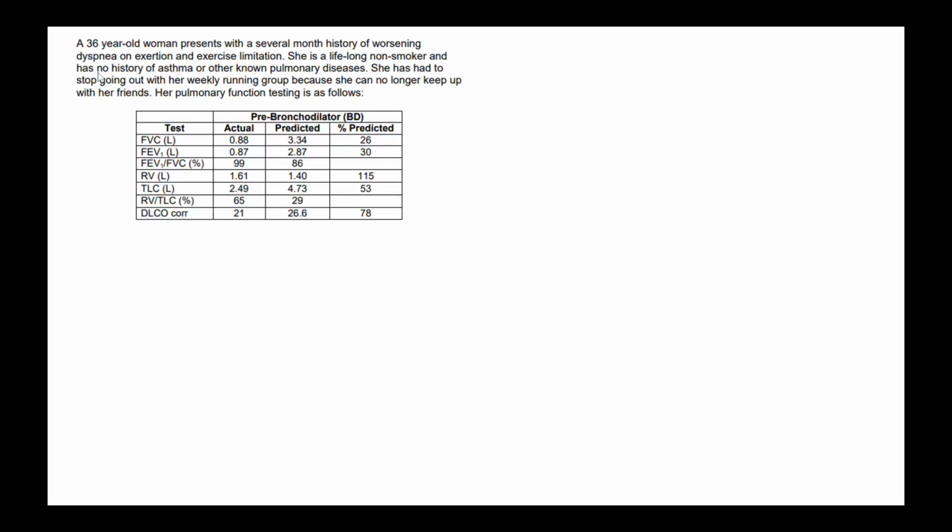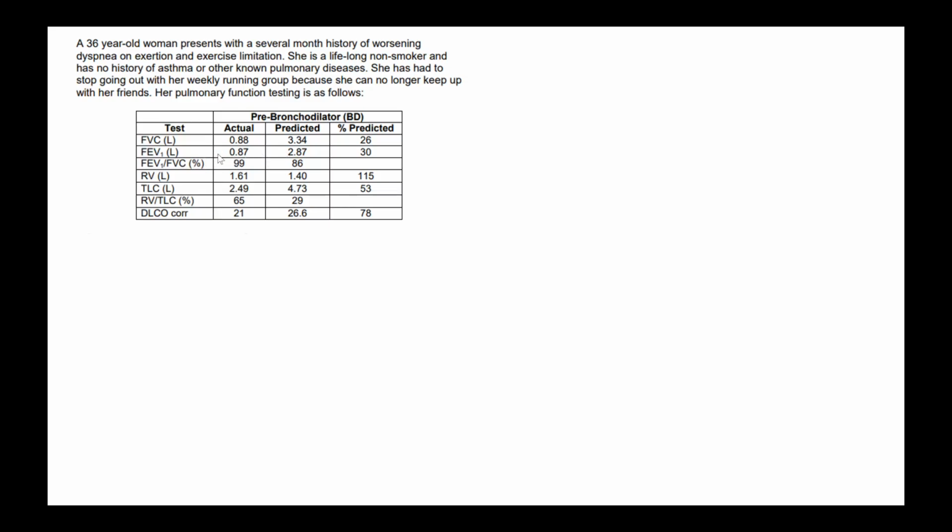Another case scenario: a 36-year-old woman presents with a several-month history of worsening dyspnea on exertion and exercise limitation. She is a lifelong non-smoker, with no history of asthma or other pulmonary diseases. She had to stop walking and running because she could no longer keep up with her friends. Her pulmonary function tests show FVC grossly reduced, only 26% of predicted.